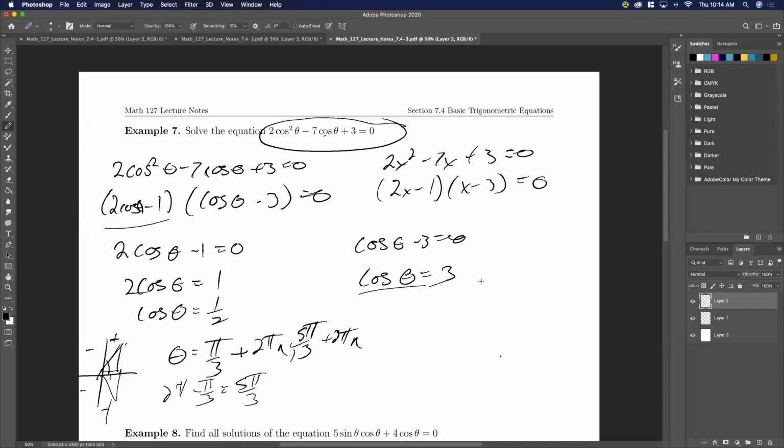What about this one? Here we have cosine of theta equal pi over 3. Well, can that happen? No. Cosine is between 1 and negative 1, so this will never happen. So this has no solution. So all my solutions to this equation are right here.